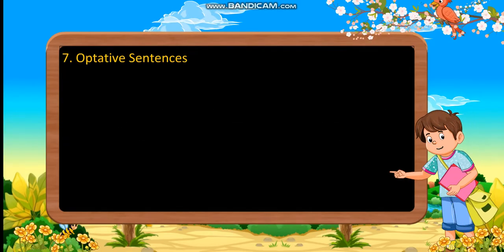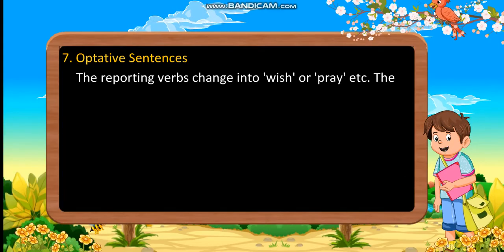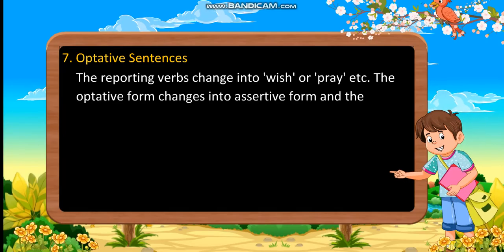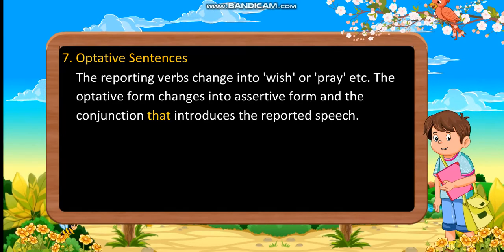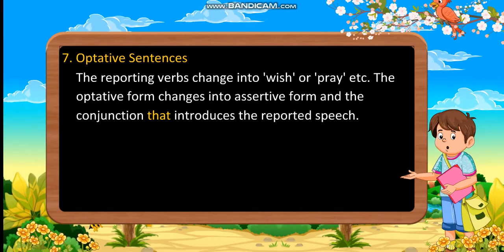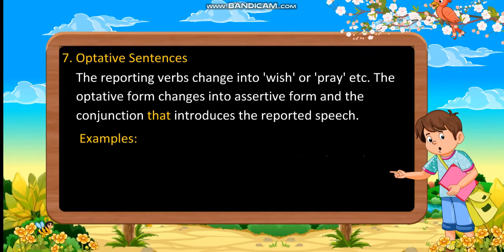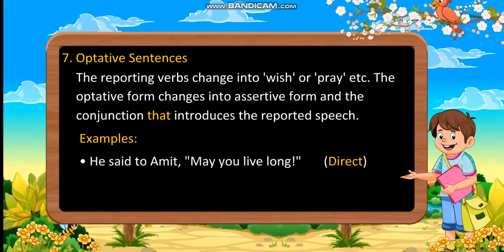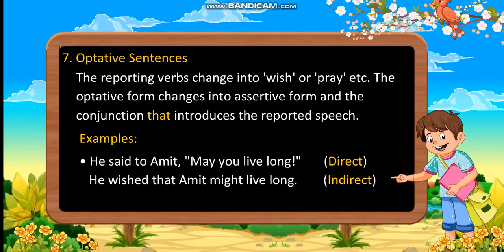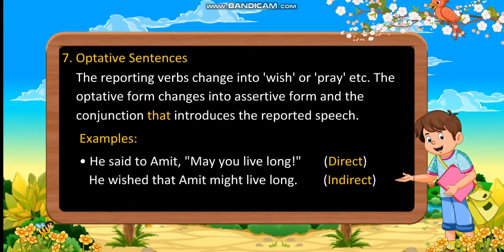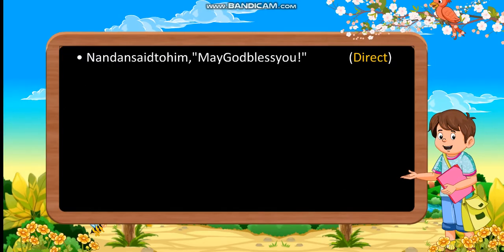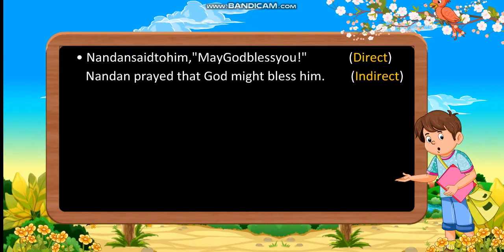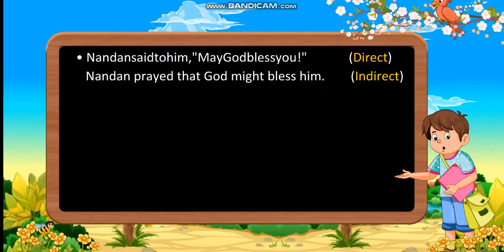Seventh, optative sentences. The reporting verbs change into wish or pray, etc. The optative form changes into assertive form, and the conjunction that introduces the reported speech. Examples: He said to Amit, "May you live long." He wished that Amit might live long. Nandan said to him, "May God bless you." Nandan prayed that God might bless him.